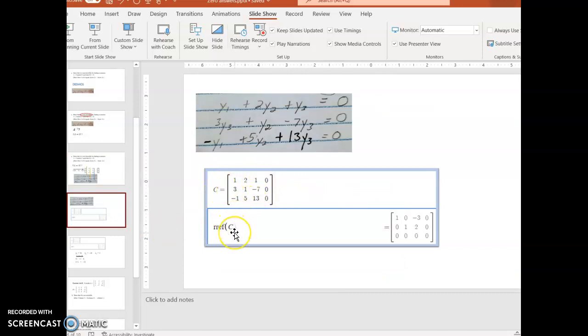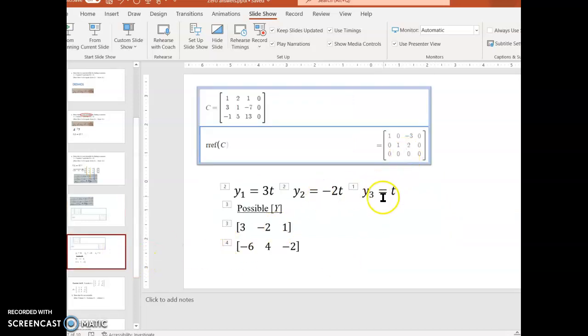And when I do reduced row echelon form, I'm going to find, remember, 0 equals 0 is a perfectly fine answer. And we just say y3 is a parameter, y2 is then negative twice the parameter, and y1 is 3 times the parameter. So that gives us some possible y's of 3, negative 2, 1, or negative 6, 4, 2, or 0, 0, 0. It just depends on what you want your t to be.